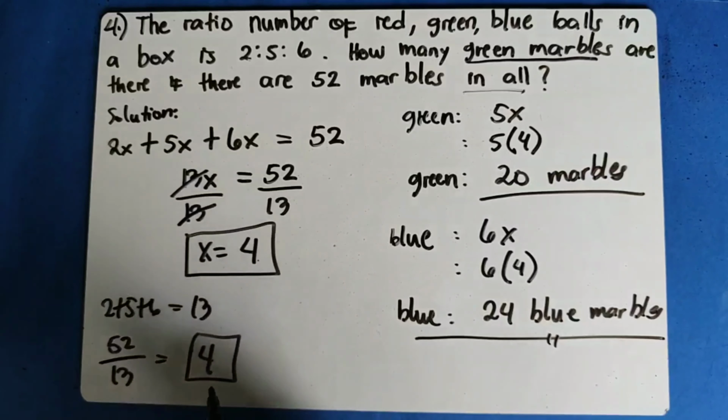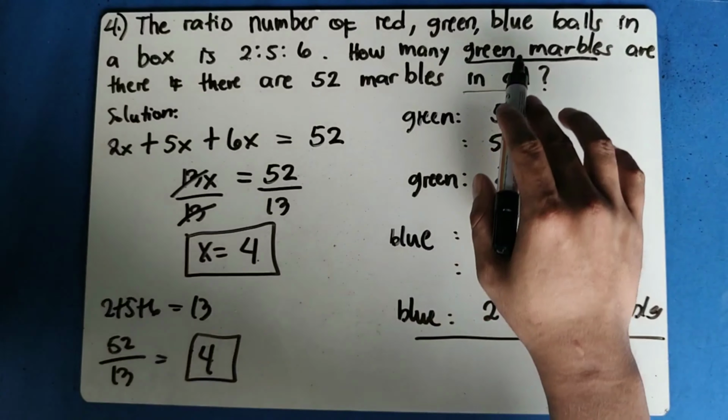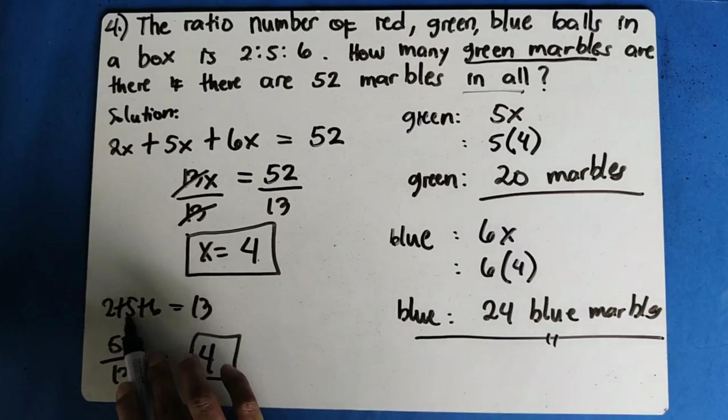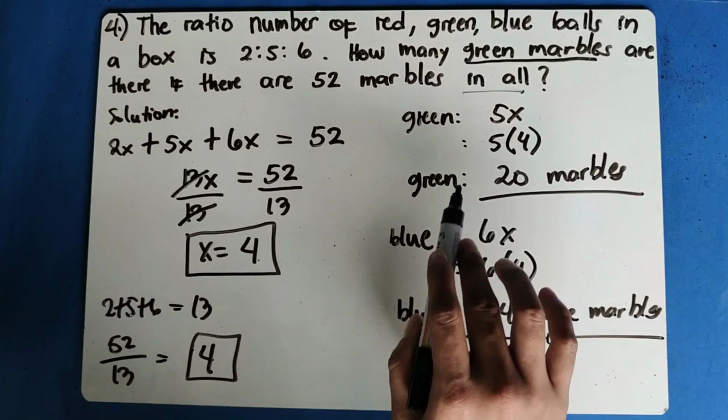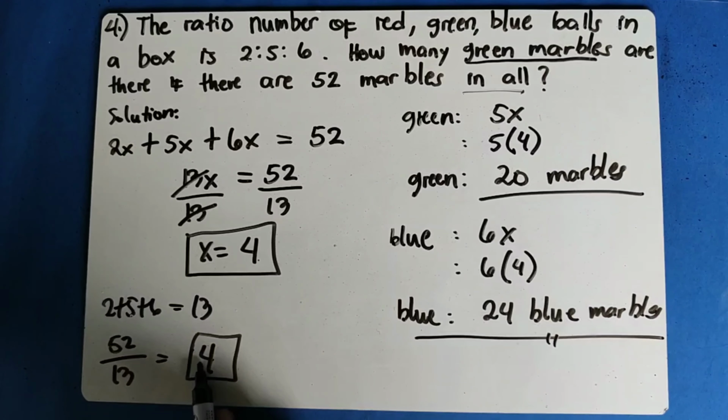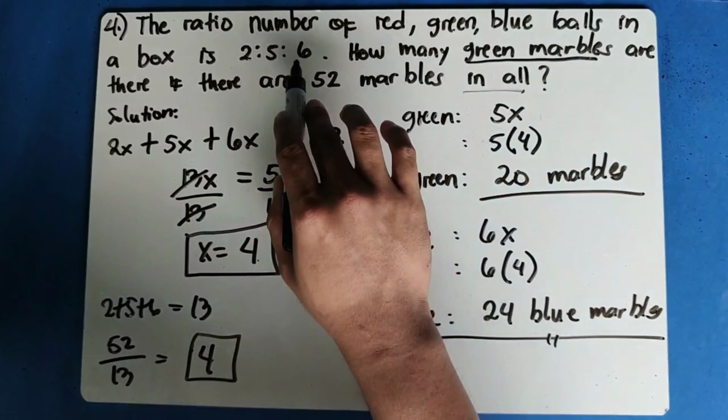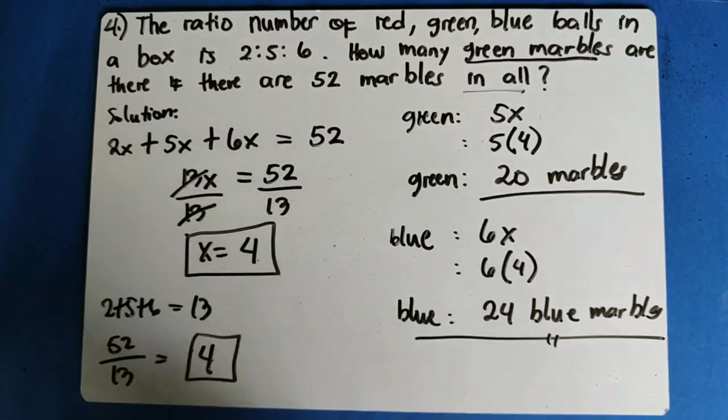Now, in the resulting value, imo-multiply mo lang siya kung ano yung hinahanap. Since you are looking for the green, 4 times green of 5, 4 times 5 is 20. What if hinihingi naman si blue marbles, blue is 6, so 4 times 6 is 24. As simple as that.